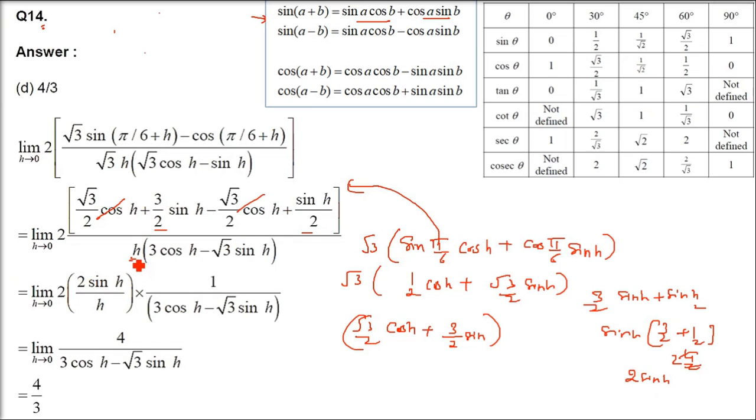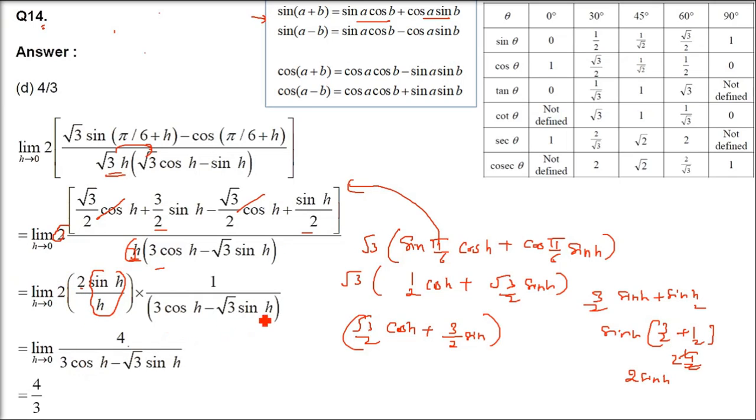And in the question it is already 2 outside. So root 3 h is in the denominator, and root 3 cos h minus sin h. So 1 h gets cancelled. So we have 3 cos h minus root 3 sin h. See, this sin h by h, h is already there, so this is going to be 1 as limit h tends to 0. And this 2 we got, and 2 was already there, so 2 into 2 is 4.